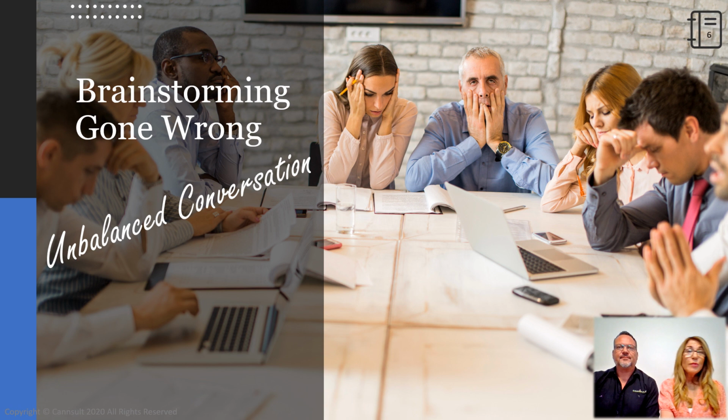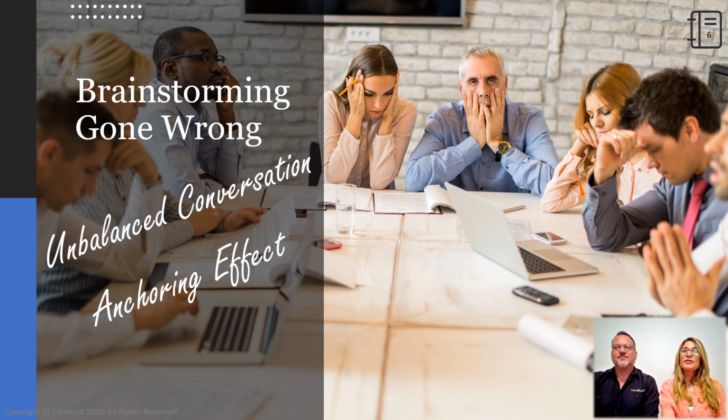Number 1, unbalanced conversation. Extroverted personalities and quick thinkers dominate the conversation, leaving no time for other team members to contribute. That never happens, Claire. Then there's the anchoring effect. Participants converge on the first few ideas that are brought up in a brainstorm, which then stifles new ideas, and it prevents the team from moving on.